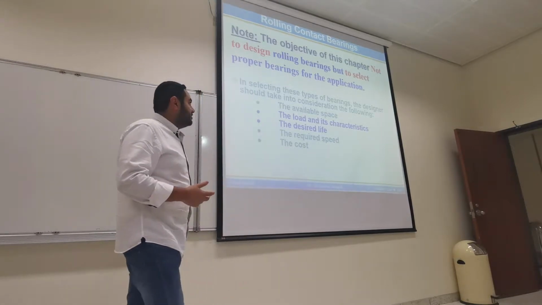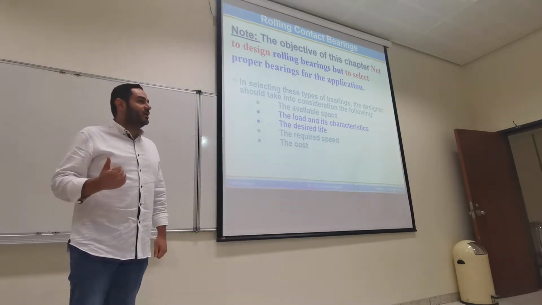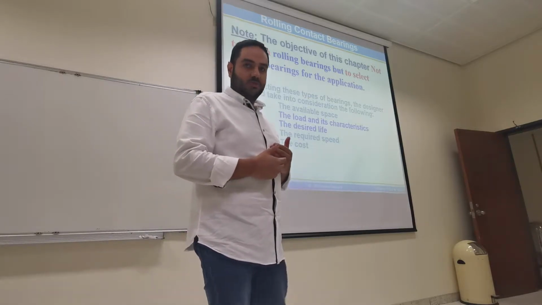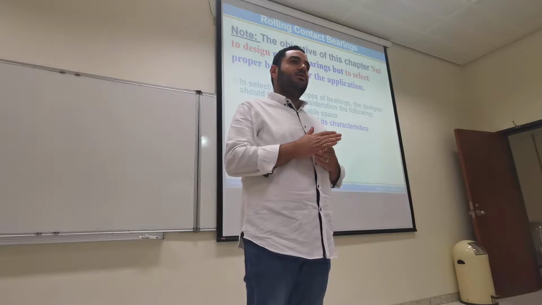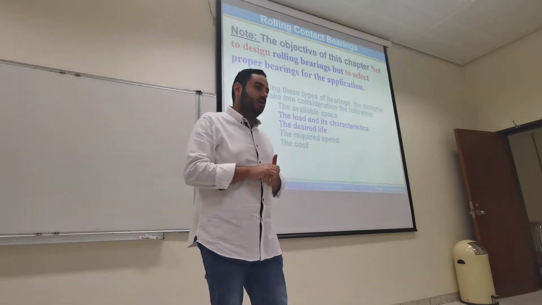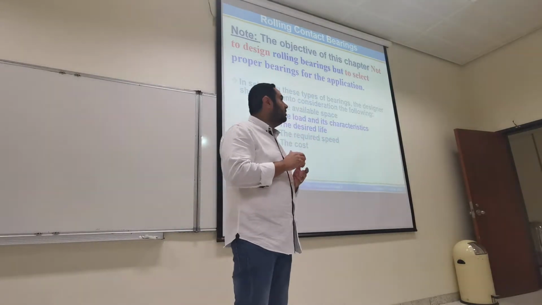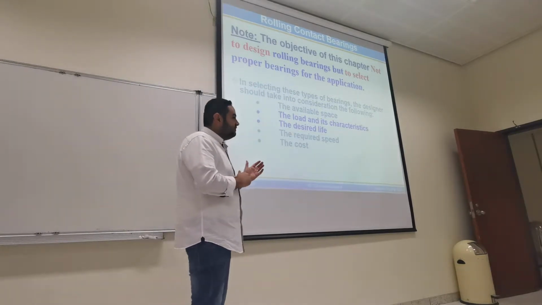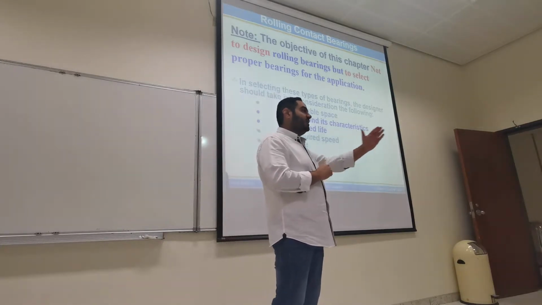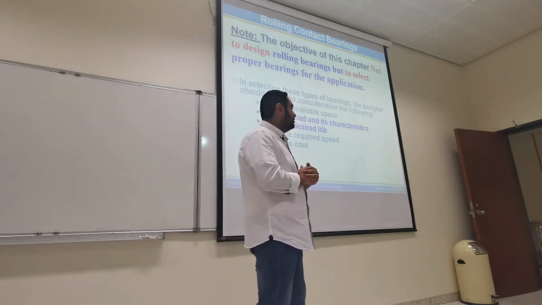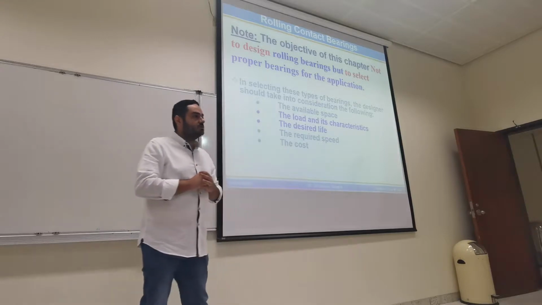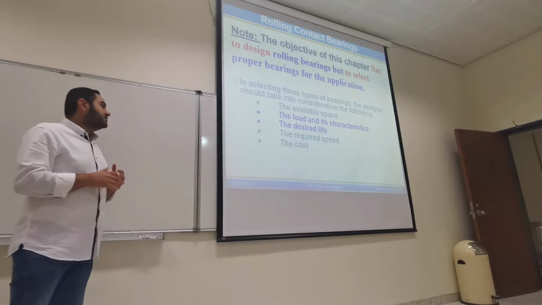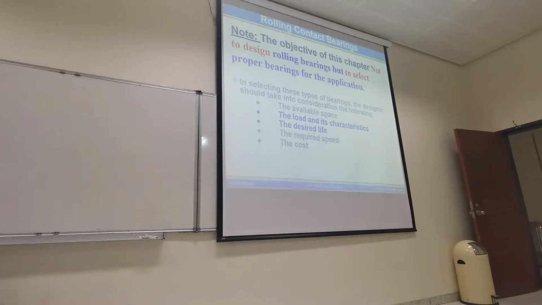The load and its characteristic: if you remember, we talked about types of bearing. Ball bearing can carry combined load, thrust and radial load. But some bearings cannot carry combined load, like cylindrical roller bearing. They can only carry radial load. So this also helps you in selecting the bearing. The desired life, so how long this bearing should live inside the machine. The required speed: if you remember, some bearings can be good for high speed like ball bearings, some others no. And definitely the cost.